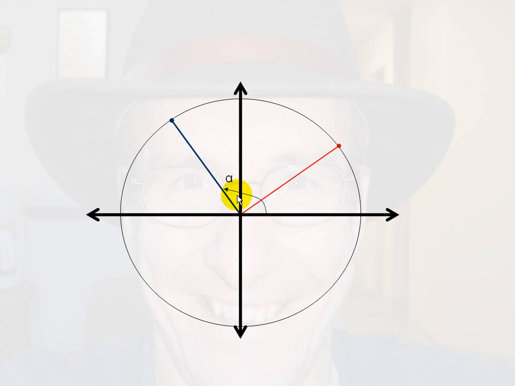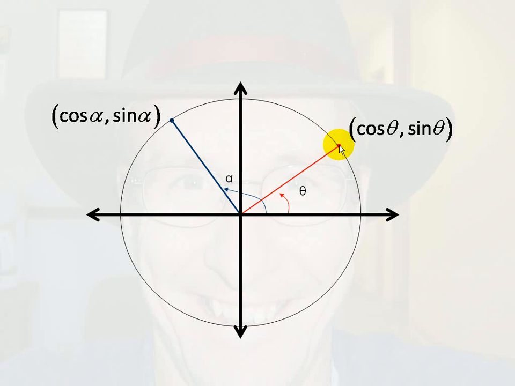It will be the angle that's formed when we rotate the blue segment from the x-axis in a counterclockwise direction. And of course, that corresponds to the point cosine alpha, sine alpha. Likewise, when we rotate the red segment counterclockwise from the x-axis, we get an angle that I'll call theta. And it, of course, corresponds to the point cosine theta, sine theta.